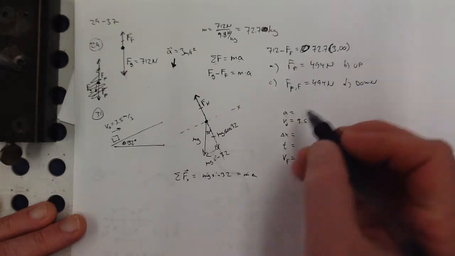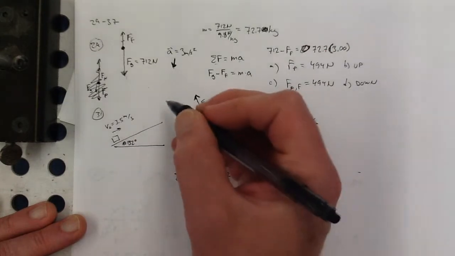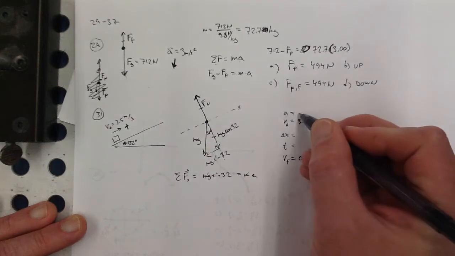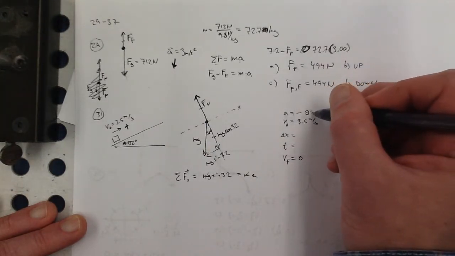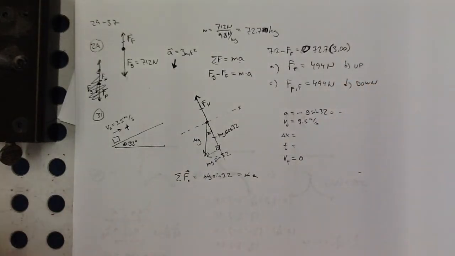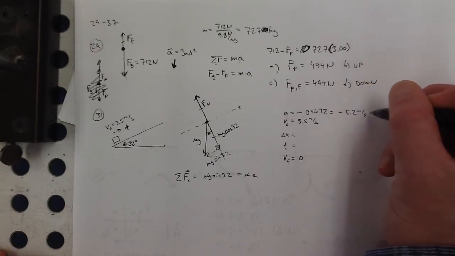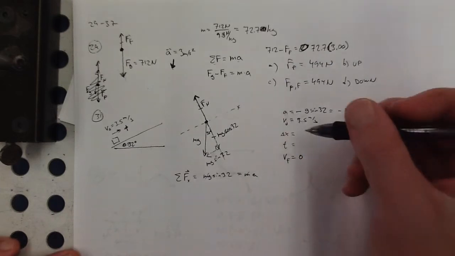Got to be careful here. The acceleration is this way, and the velocity is this way. So if I'm going to decide that that's the positive direction, then this acceleration is going to be negative. Negative g sine 32, which is about 5.2 meters per second squared. All right, so now I just need to find those things.